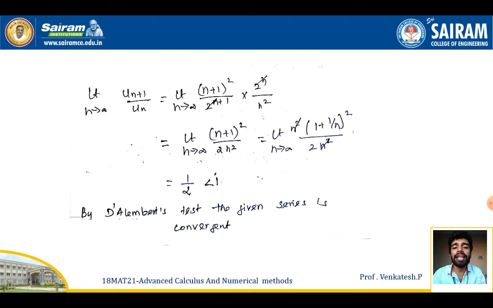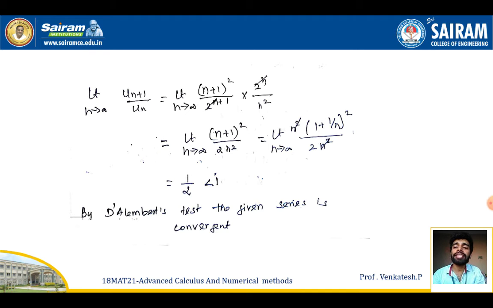So I can cancel n square n square. Now the left out term is limit n tends to infinity (1 plus 1 by n) whole square divided by 2. So if I apply the limit here, the 1 by infinity will become 0. The answer will be 1 by 2. 1 by 2 is less than 1. So I can conclude that the D'Alembert's ratio test gives a series is a convergent series.